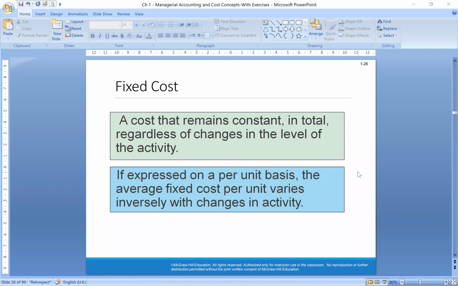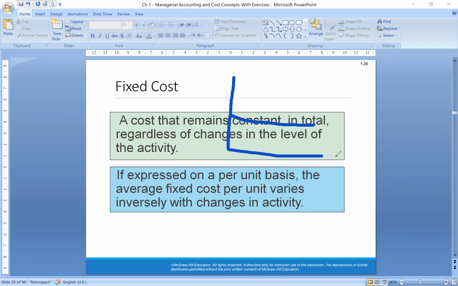What about the fixed cost? Fixed cost is a cost that remains constant in total, regardless of changes in the level of activity. Think about rent. We are paying rent regardless of how many tables we are producing, right?